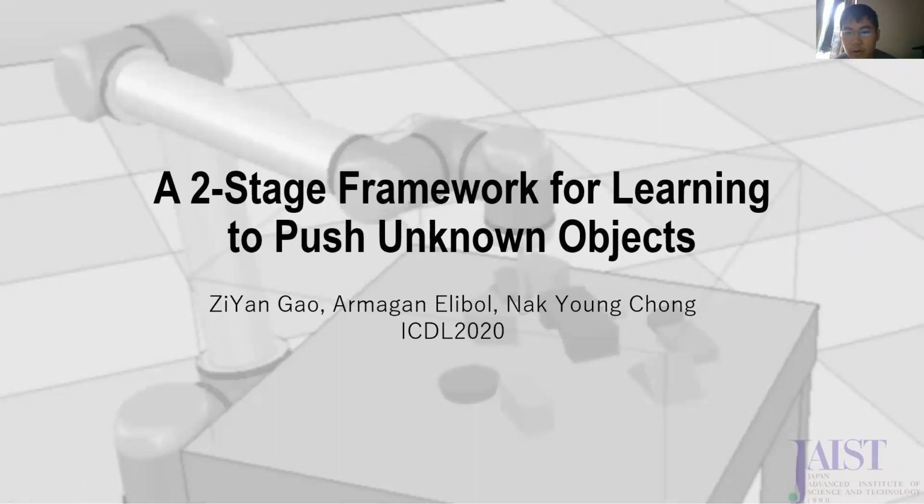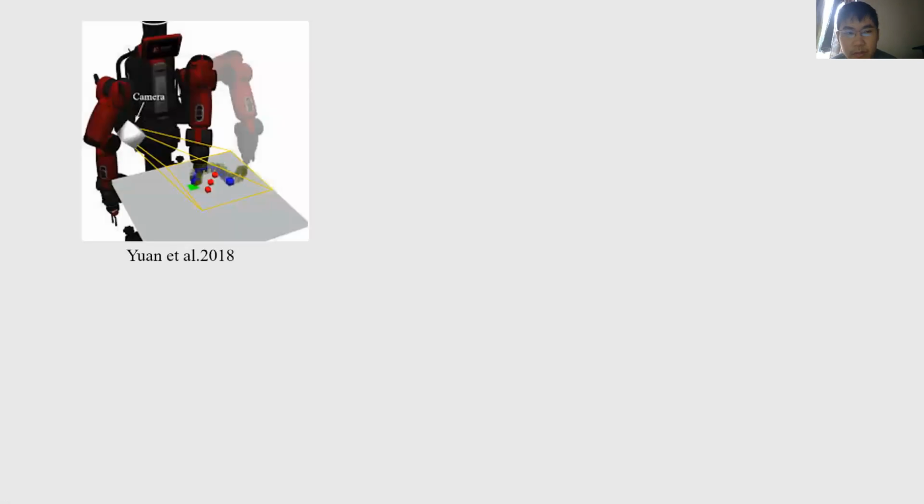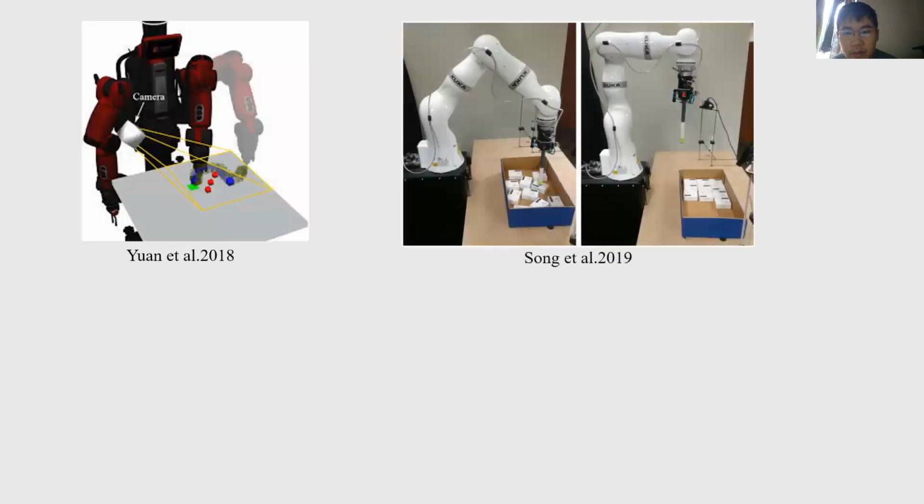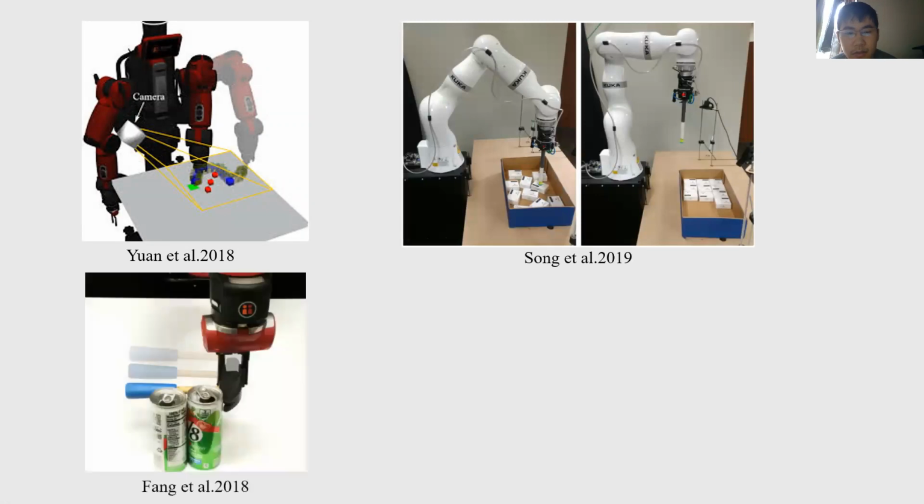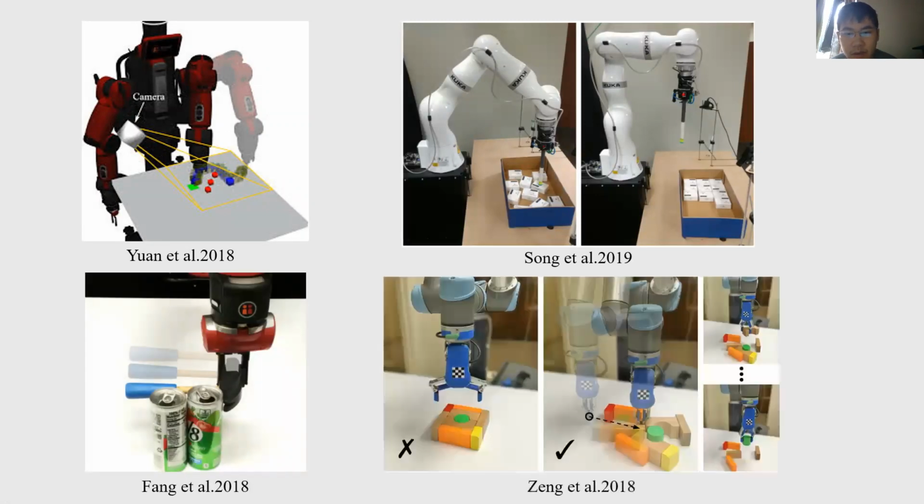Today I'm presenting the work on a two-stage framework for learning to push novel objects. Pushing is an efficient and useful skill for manipulating objects. For example, rearranging objects to a new position, autonomously packing objects, cleaning the table by using a tool to push the garbage, or as a component to grasp.